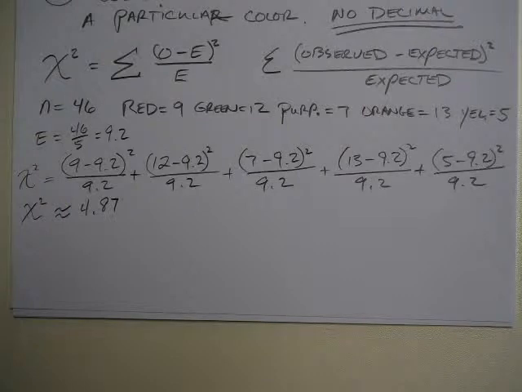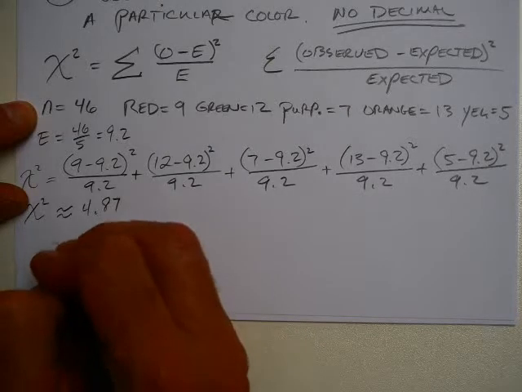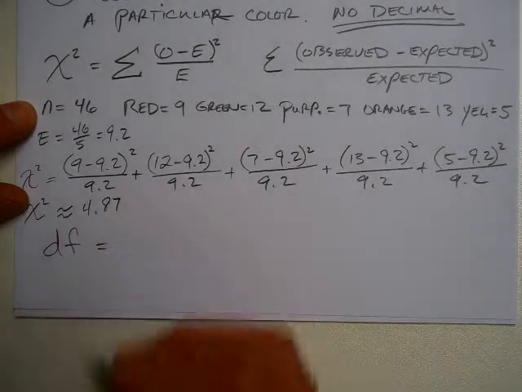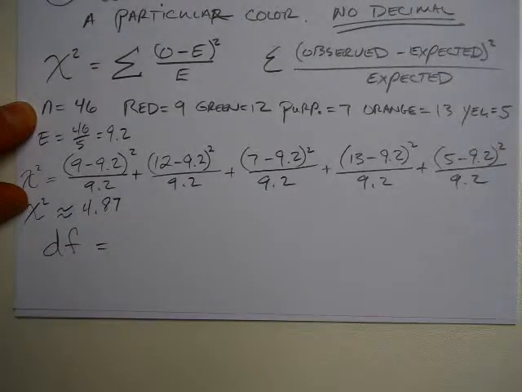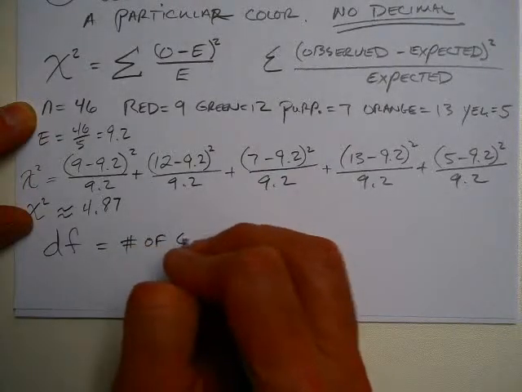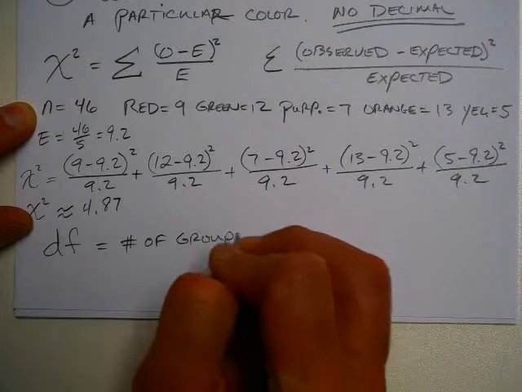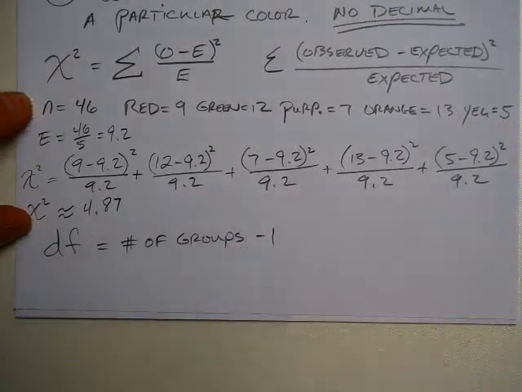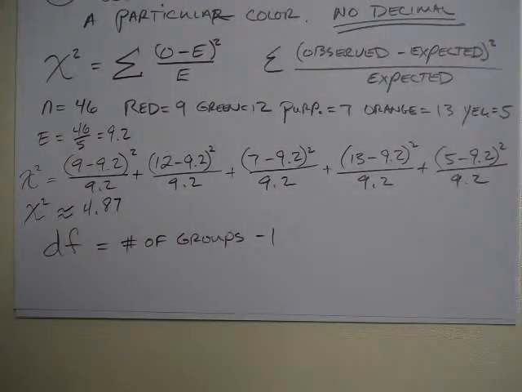So the chi-squared value is like t or z. It's what you take to the table. But we need degrees of freedom. Degrees of freedom in this case are easy. It's just the number of groups minus 1. So in this case, degrees of freedom would be 4.